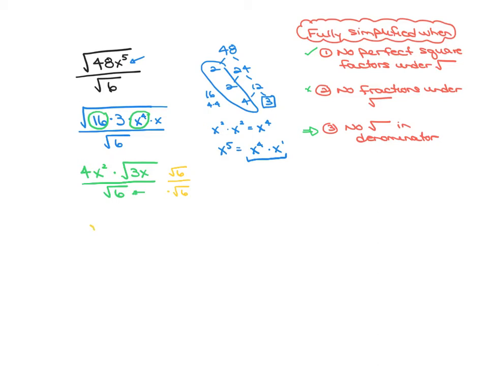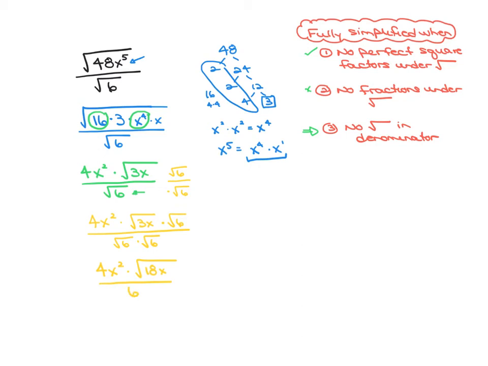It's going to keep the fraction equivalent. And in the numerator, I'll have 4x squared times the square root of 3x times the square root of 6, all over the square root of 6 times the square root of 6. All right, we can multiply those radicals together. So 4x squared times the square root of 18x, all over the square root of 6 times the square root of 6, which is just 6.